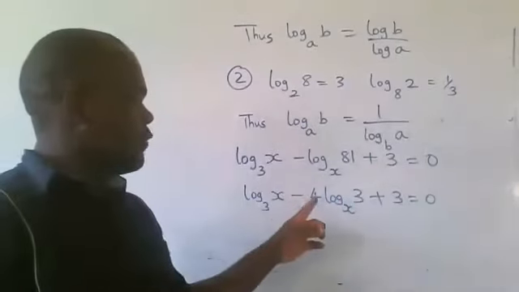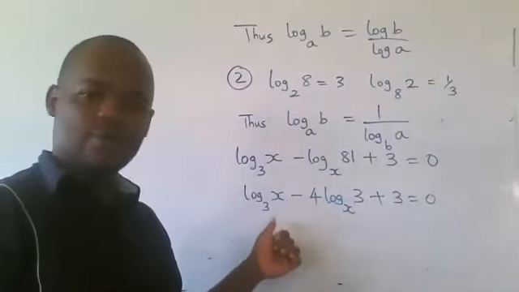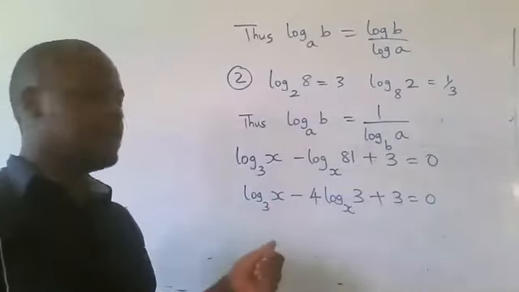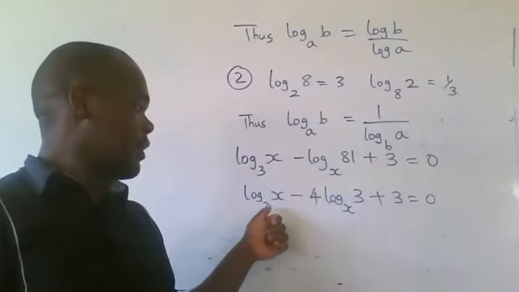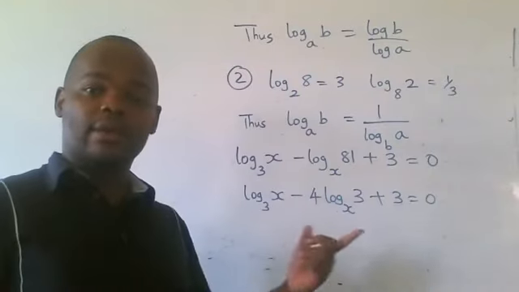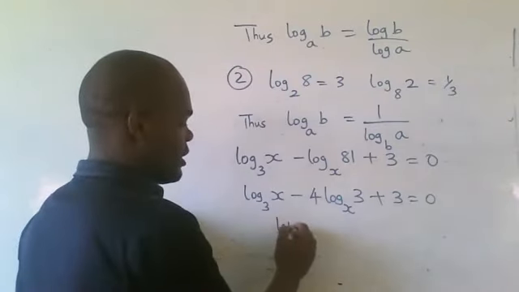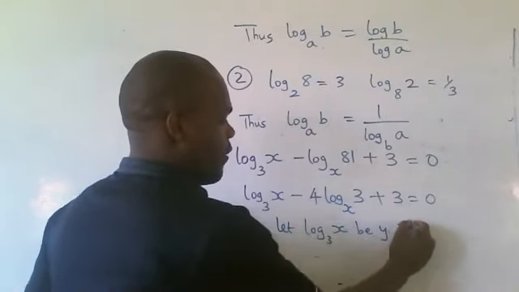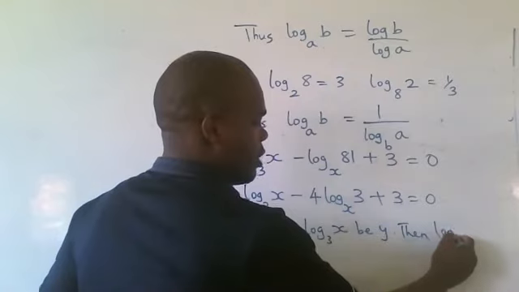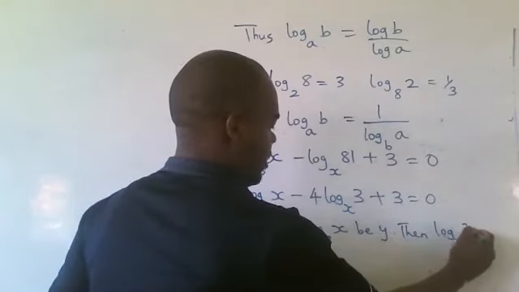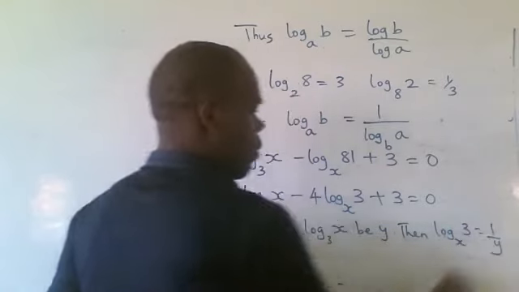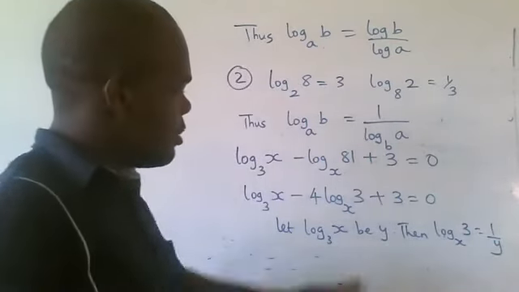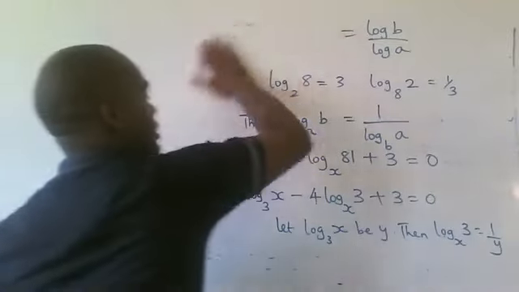If you look at it keenly, I have log to base 3 of x. So it is advisable that the one we have, log x to base 3, we let it be a number. For example, let log x to base 3 be y. Then log to base x of 3 will be 1 over y.